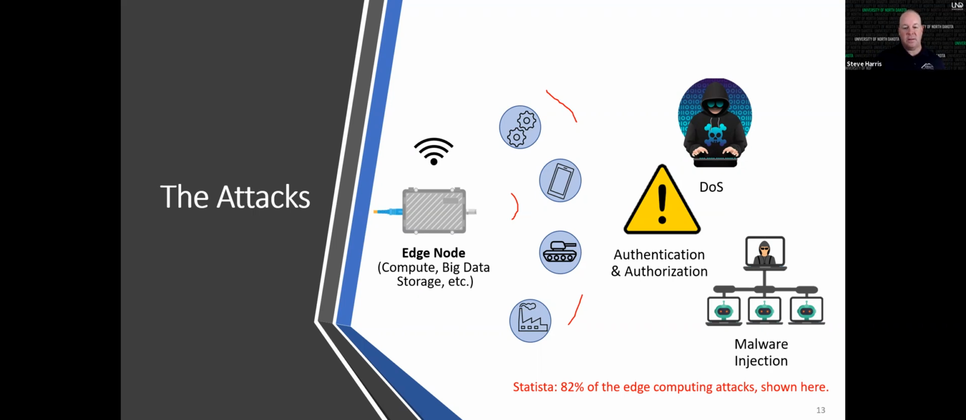So listed here, the top 4 attacks were the denial of service, side channel attacks we mentioned earlier, malware injection, and authentication authorization, which is that weakened PKI.